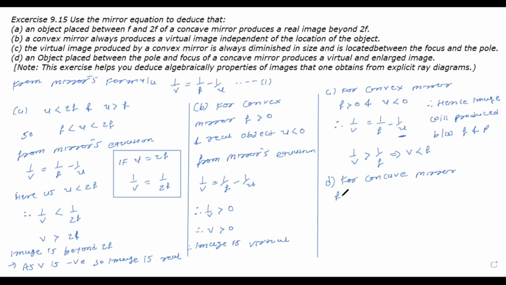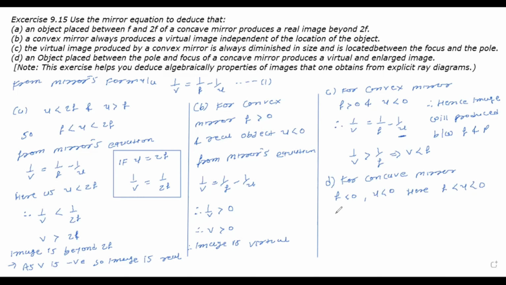we know that for a concave mirror f is less than 0, and u is also less than 0. Okay, and here it is given that the object is placed between f and p. Here we can say it is given that f is less than u is less than 0, meaning the object is placed between the principal focus and the pole. So f less than u less than 0.